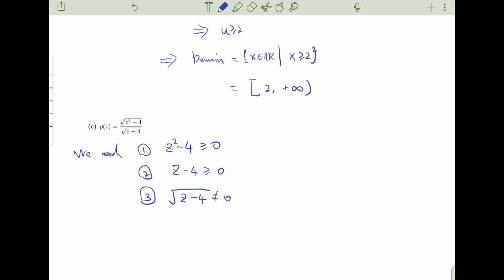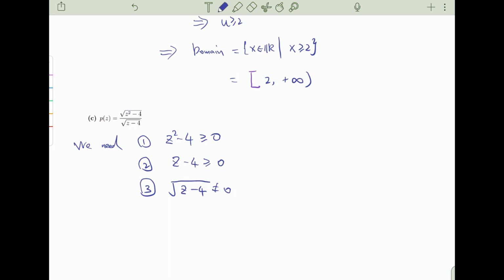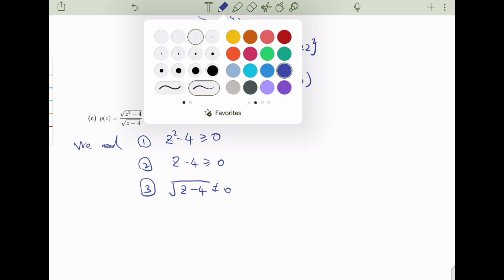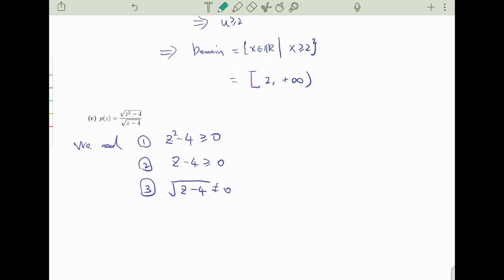So we're gonna find all of these numbers by solving these 3 inequalities separately, and we're gonna find the intersection of these 3 things. So let's start to work on it by solving the easiest one here. That is z minus 4. So this one tells you that z must be greater than or equal to 4, right? That is the very first thing that you have to guarantee.